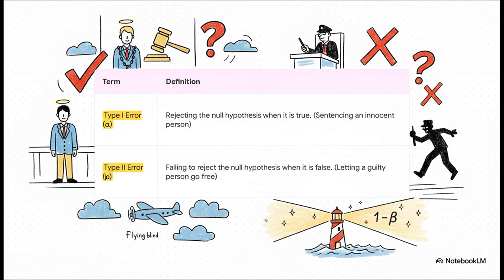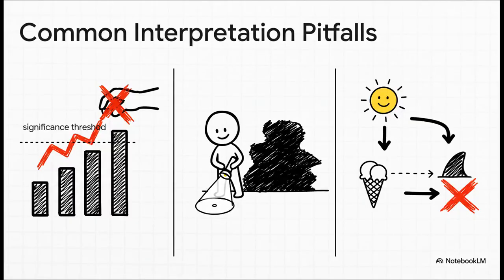So a study without a power analysis is basically flying blind. Now, beyond the numbers, the words we use can lead us into traps. Here are three big ones.